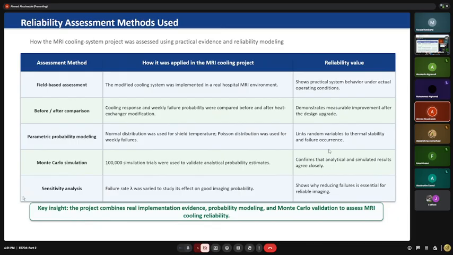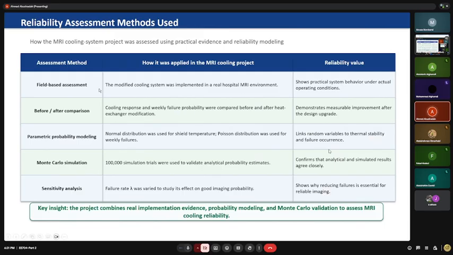Assessment method, how the MRI cooling system project was assessed using practical evidence and reliability modeling. Field-based assessment: how it was applied in the MRI cooling project. The modified cooling system was implemented in a real hospital MRI environment. The reliability value shows practical system behavior under actual operation conditions.